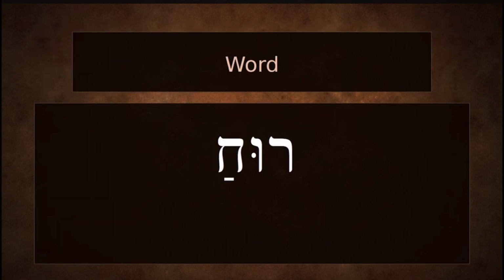Here is a word that you can use to remember this rule. This word starts with resh. After that is a vav with a shuruk vowel. And then we have a chet with a patach underneath of it at the end. So let's pronounce this word.